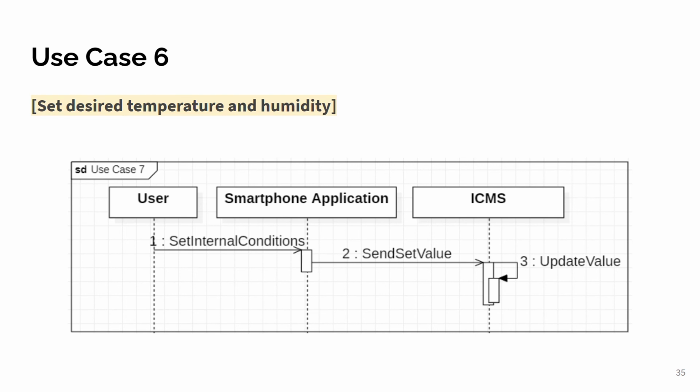The sequence diagram of our last use case is as follows. When the user changes the internal conditions with the smartphone application, it sends the updated values to ICMS, which means Internal Conditions Management System of the Conbrio case. And finally, ICMS operates to maintain the desired conditions.